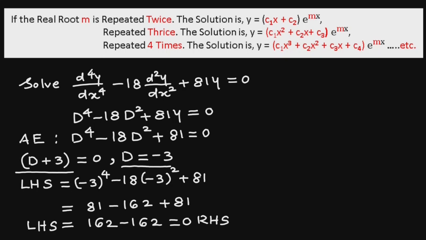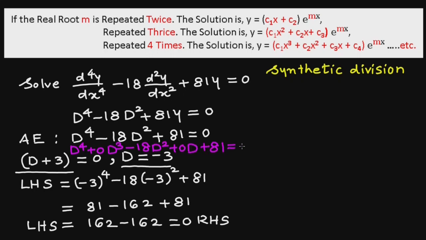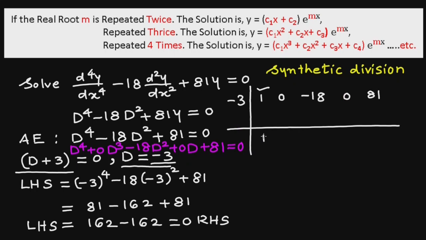By synthetic division, let us find the remaining factors. The auxiliary equation in the descending powers of D will be D raised to 4 plus 0D cube minus 18D square plus 0D plus 81 equals 0. Writing coefficients in a row: 1, 0, minus 18, 0, 81. Let us write minus 3 over here. Write this one here. Minus 3 into 1, minus 3.